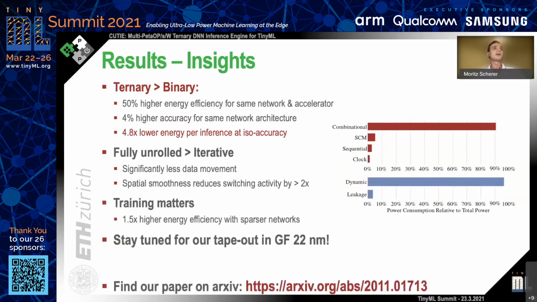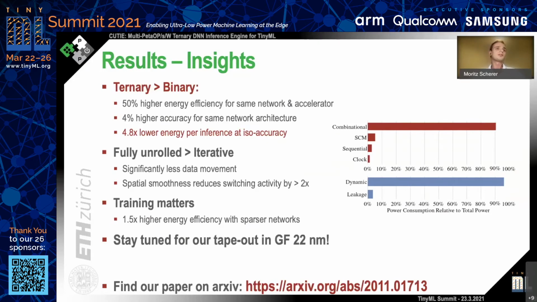So for the insights, we really saw that using ternary weights and activations over binary weights and activations can help to reduce energy by a large amount, as well as increasing accuracy for ISO architecture networks. And this leads to around 5 times lower energy per inference at the same accuracy.